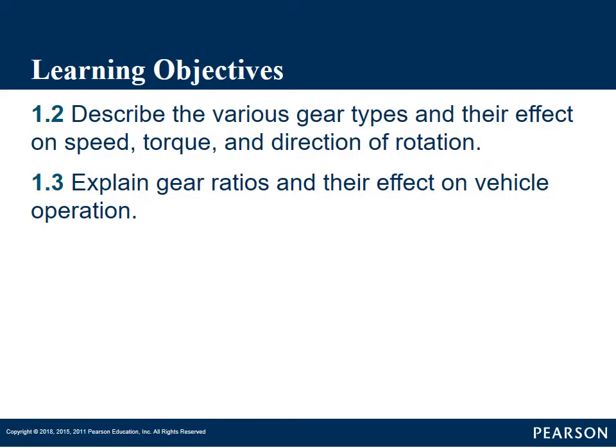So our objectives in this lesson is we're going to talk about our various gear types that we might find in automatic transmissions in one form or another, the effect that these gear types and gear ratios have on speed, torque, and direction of rotation. And then we're going to explain gear ratios and the effect on vehicle operation.